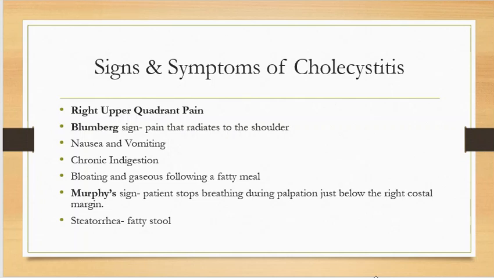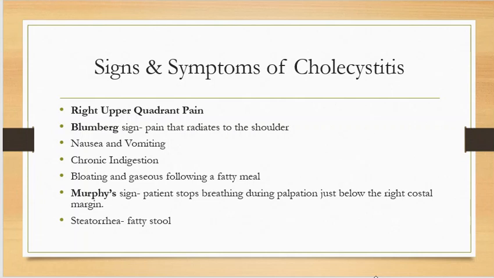And then our patients will experience nausea, vomiting, bloating, burping after a fatty meal. They could present with a low-grade fever. And then we also have the Murphy sign. So don't confuse it with McBurney's, which is the point for appendicitis. The Murphy sign is when a patient stops breathing during palpation. So if we are palpating in the right upper quadrant, gently, of course, below the right costal margin, the patient may hold their breath during palpation, and that is the Murphy sign.